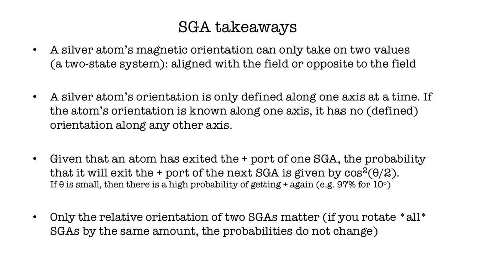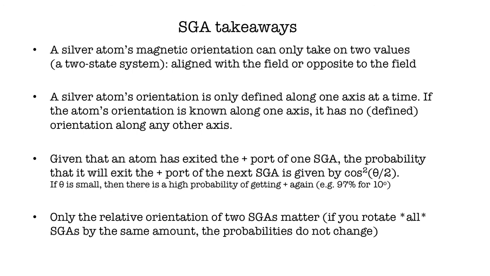Given that an atom has exited the plus port of the first SGA, the probability that it will enter the plus port of the next SGA is given by cosine squared of the half angle. And again, if theta is small, meaning the two analyzers are pretty well aligned, then you're going to have a high probability of getting plus again. And if they're at 90 degrees to each other, then your probabilities become 50-50.